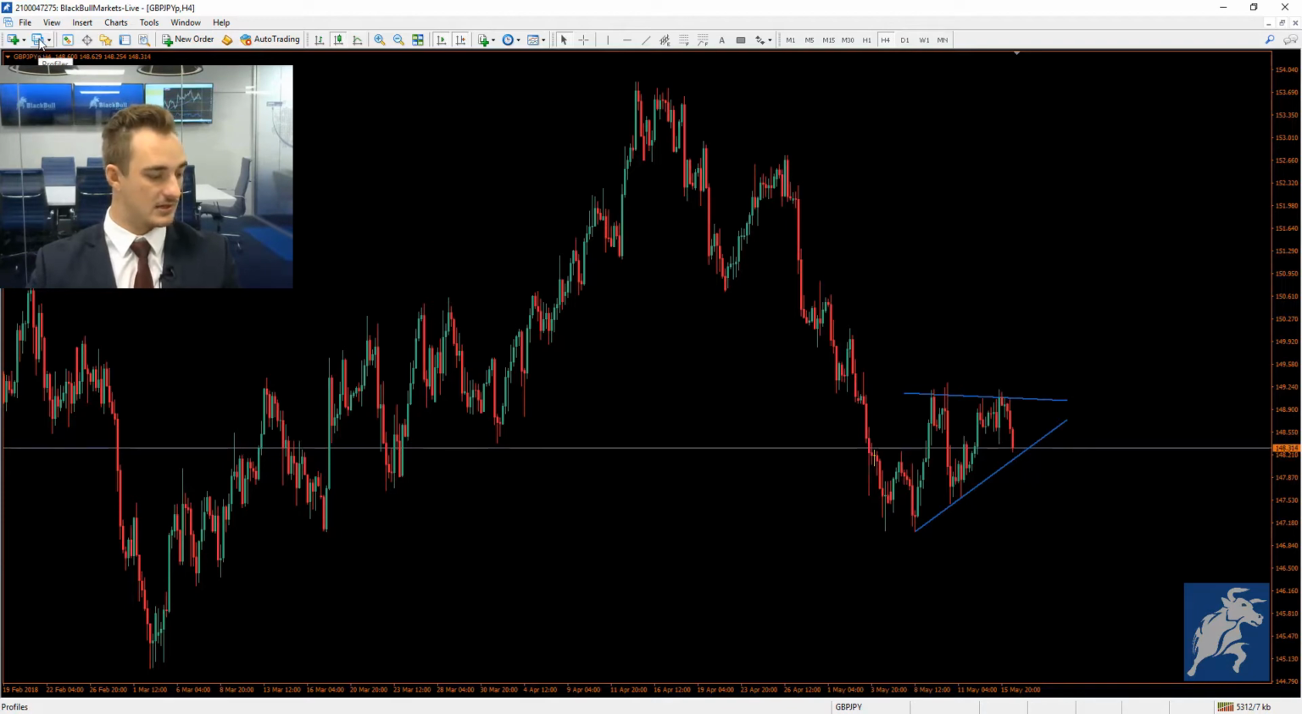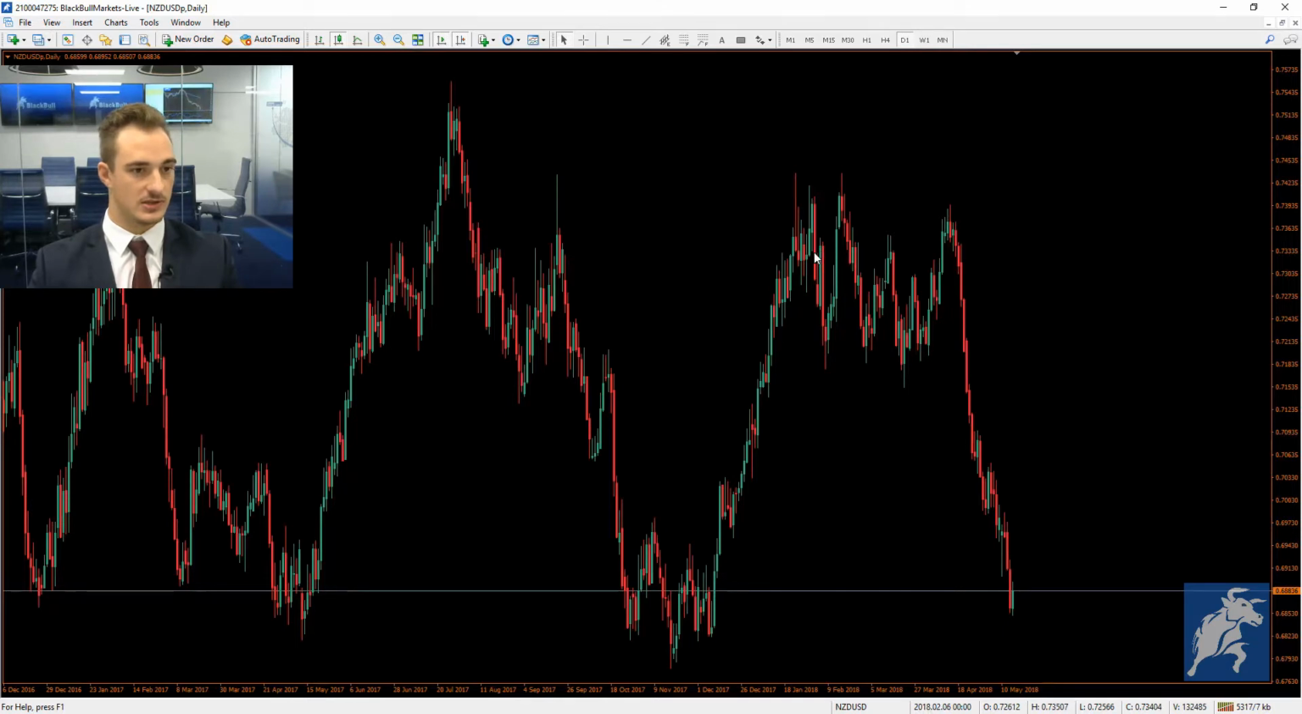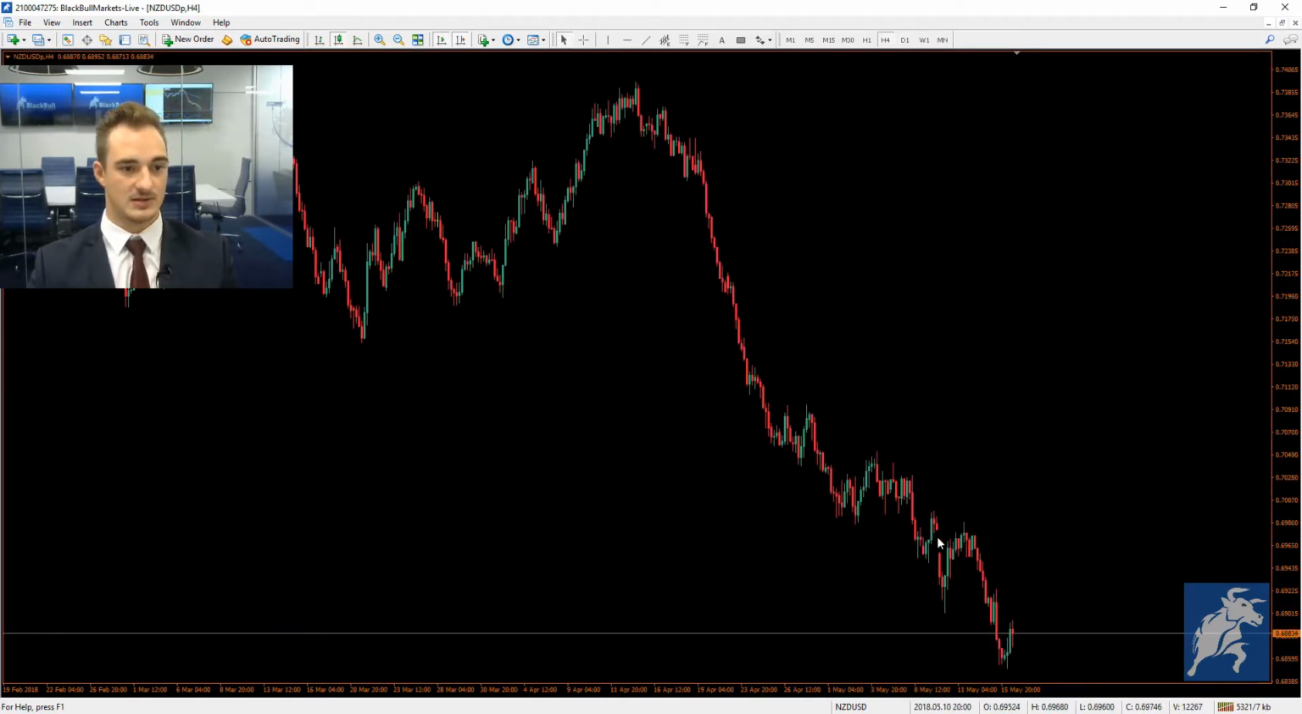Next one we're looking at is the Kiwi dollar. So you can see it's just made this massive downtrend, just completely smashed downwards, heaps of momentum continuing down here.